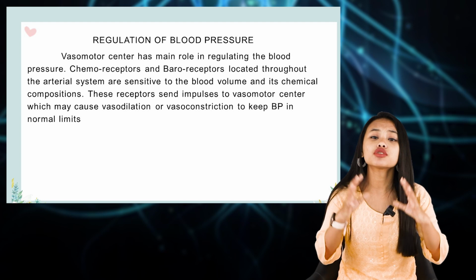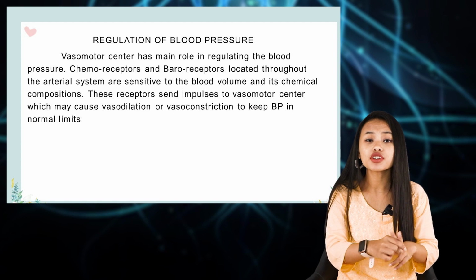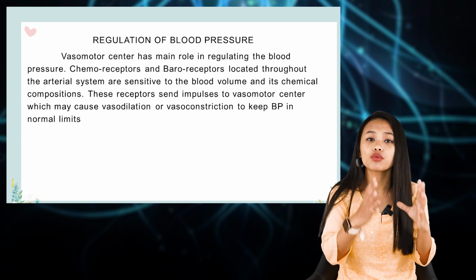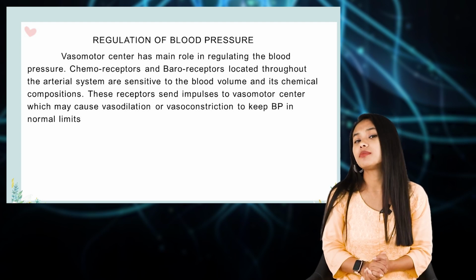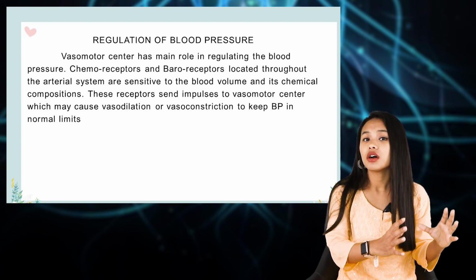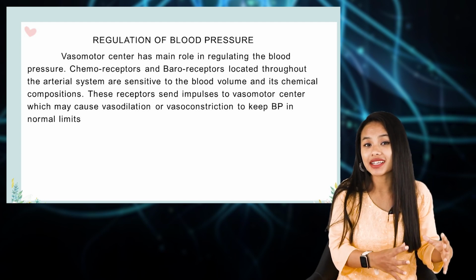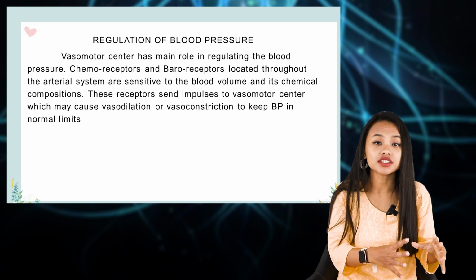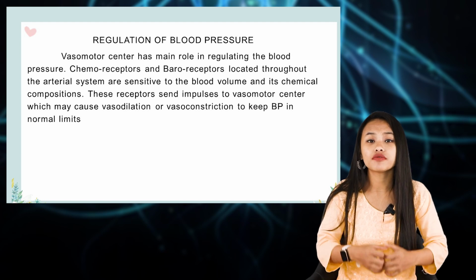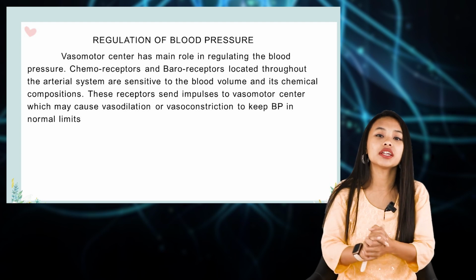So again, this vasomotor center is the one responsible for regulating the blood pressure, right? So here there are two receptors, the chemoreceptors and the baroreceptors, located in the arterial system, right? These two receptors are very sensitive to the blood volume as well as its chemical composition. So what these two receptors will be doing is sending impulses to the vasomotor centers in order to vasoconstrict or vasodilate, in order to keep the blood pressure of an individual in a normal limit.